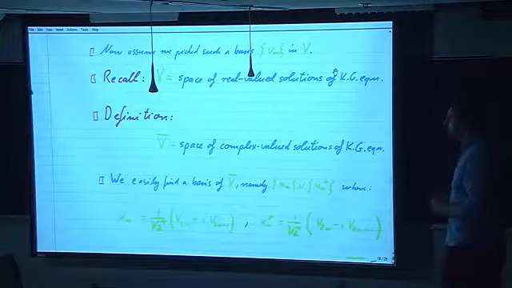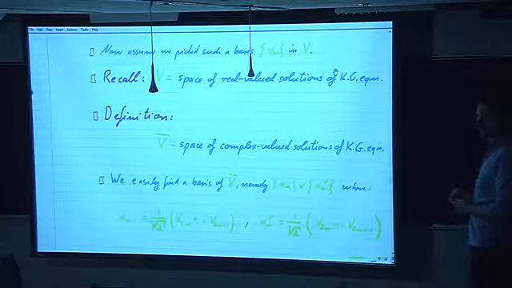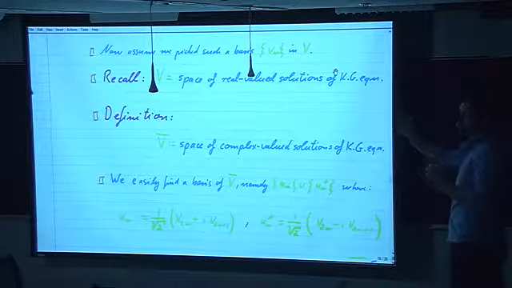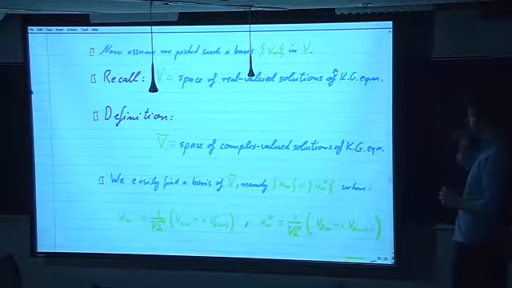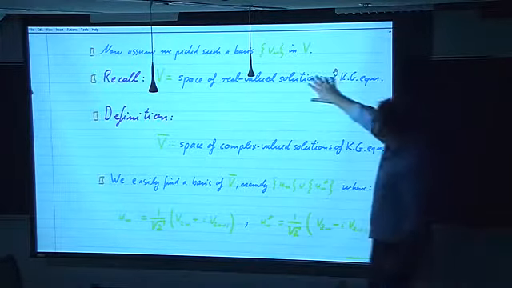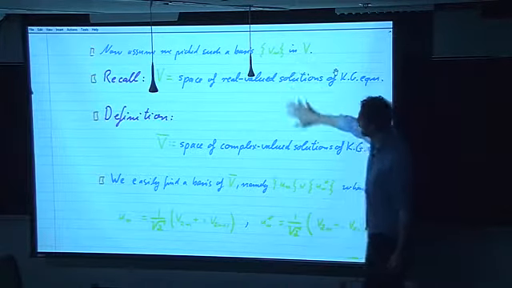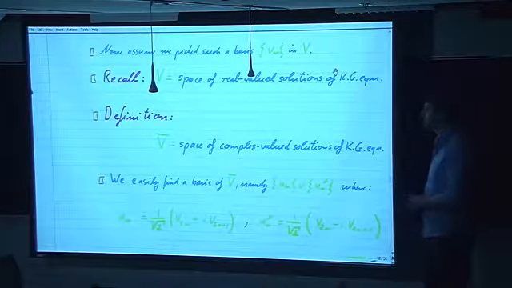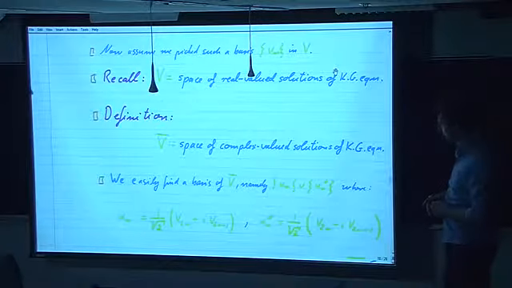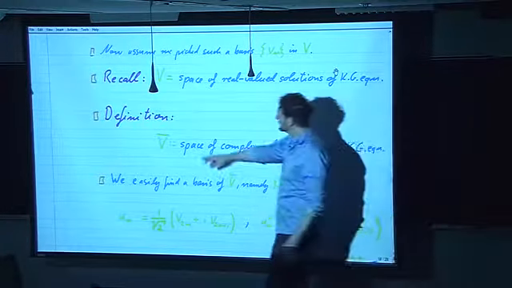Let us look at the complex-valued solutions of the Klein-Gordon equation now, because given the i's that were floating around earlier, we should expect that we need them. So let's see how what we found for the real-valued solutions translates into properties of the larger vector space of complex-valued solutions of the Klein-Gordon equation. Let us call that vector space V bar.